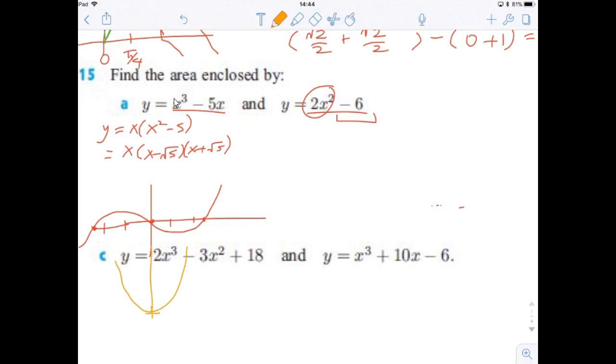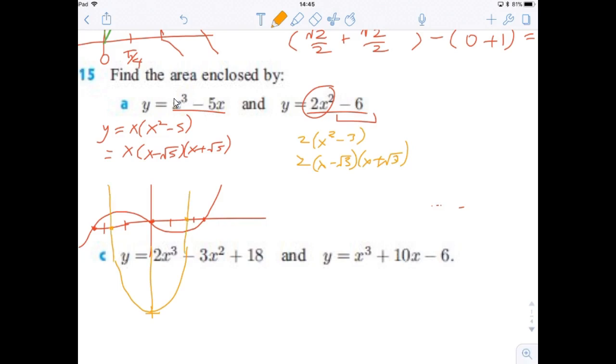Well, we can figure out where it intersects the x-axis by doing a factorization also. So it would be equal to 2 times x minus square root of 3 and x plus square root of 3. So its x-intercepts are going to be at negative square root of 3 and positive square root of 3. Square root of 3 is about 1.7, so negative 1.7 and positive 1.7.